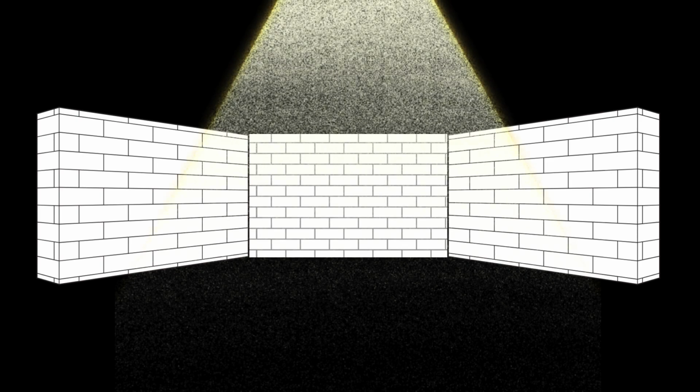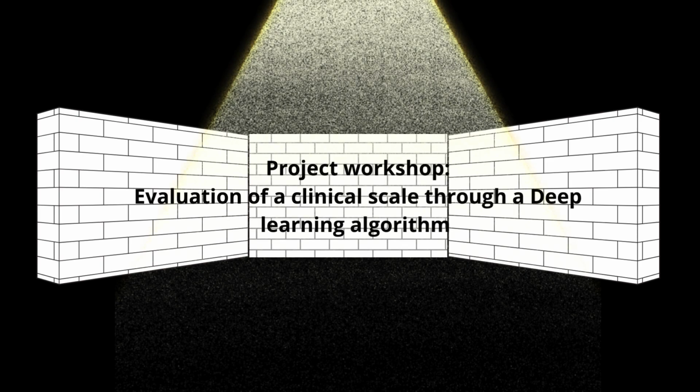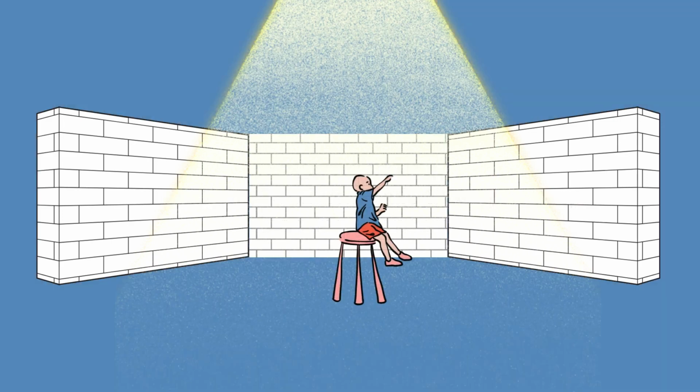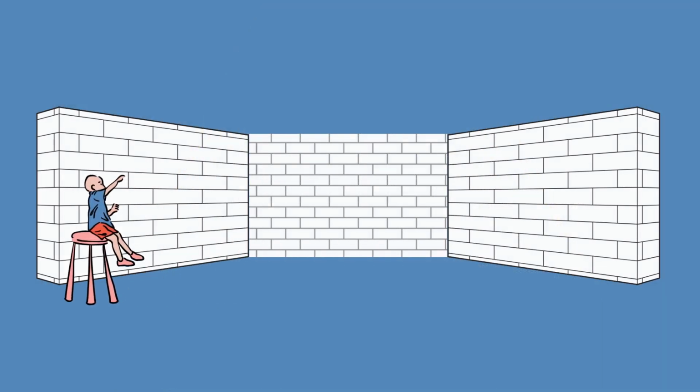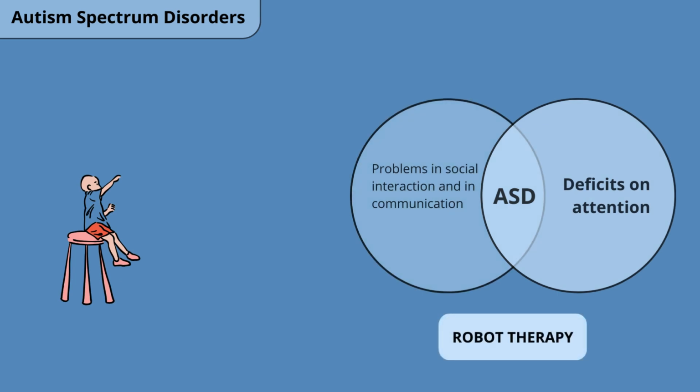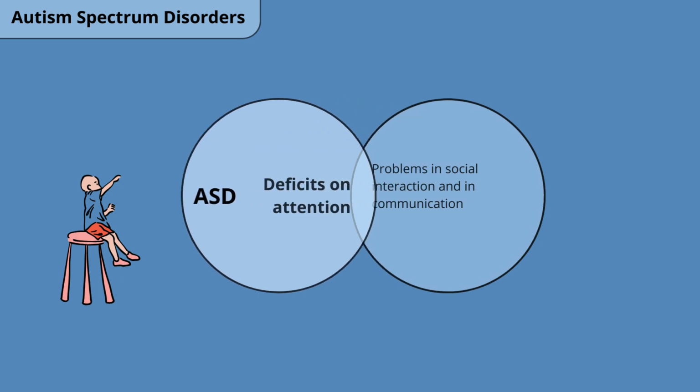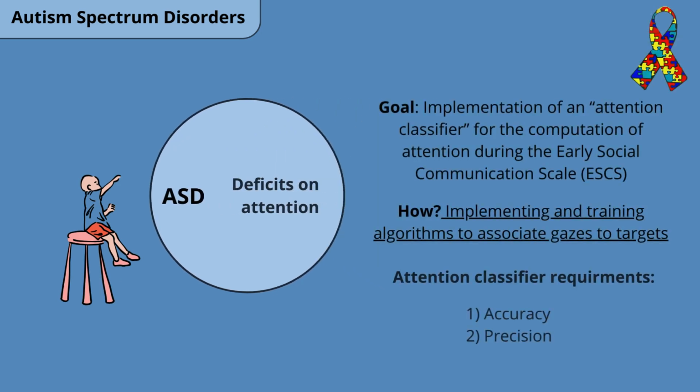What if we could unlock a new dimension of support for children with autism spectrum disorder, transcending the barriers of conventional therapy? Autism spectrum disorder is a neurodevelopmental disorder characterized by deficits in communication and attention, and social robots offer a promising therapy for these problems. Our aim was to implement a gaze classification algorithm to evaluate attention of ASD children and automate manual steps in the context of the early social communication scale.